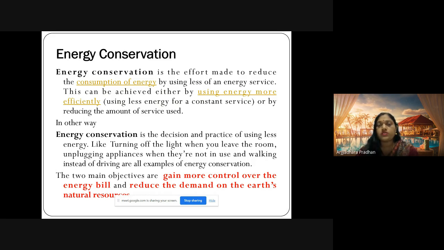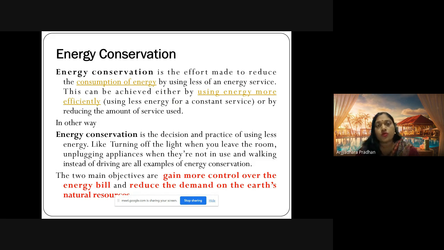Now everything has certain objectives. So the main objective is to gain more control over the energy bill. Now by conserving this energy or using less energy, what will be the benefit? We will reduce our monthly electricity bill. So the first objective of energy conservation is we will gain more control over our energy bill, and then reduce the demand on the earth's natural resources.